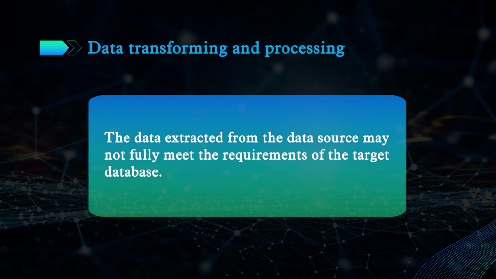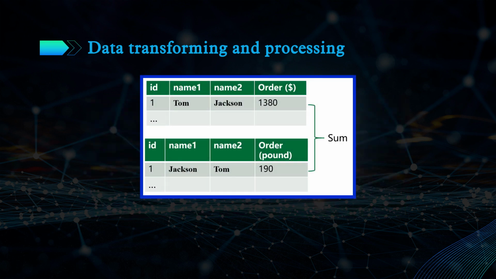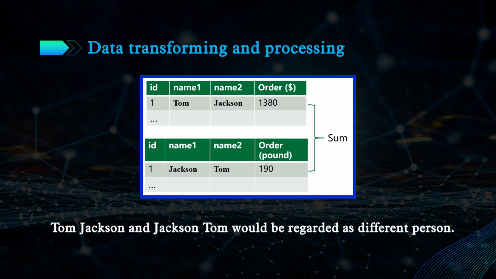The data extracted from the data source may not fully meet the requirements of the target database, such as inconsistent data format, data input errors, and incomplete data. For example, the order of the last name and the first name in the name field is different, which would result in inaccurate statistics. Because, for example, Tom Jackson and Jackson Tom would be regarded as different persons.